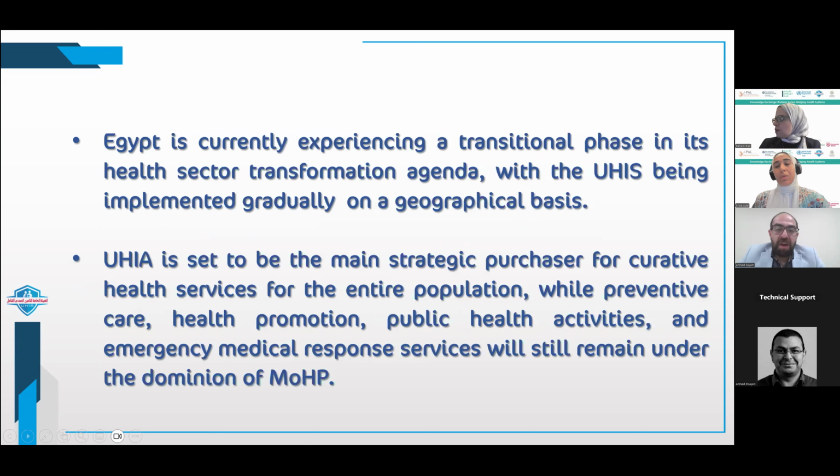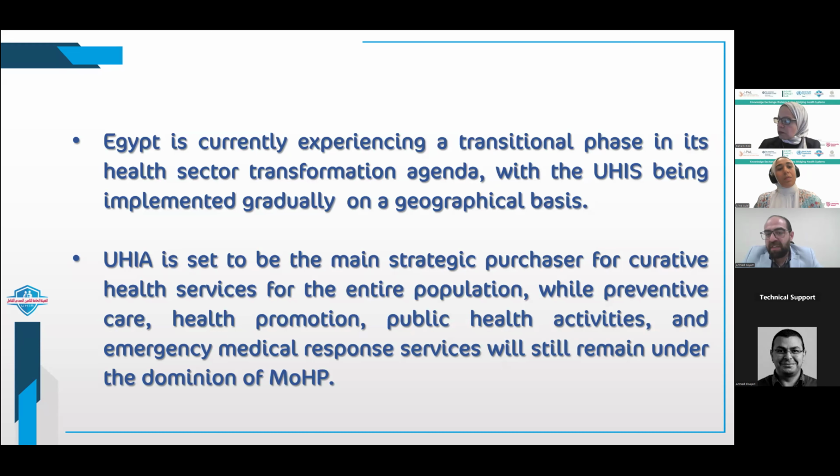So currently, we are in the middle of a transitional phase in our health sector transformation. The UHIS is being implemented gradually on a geographical basis. Currently, we have 5 governorates where the Universal Health Insurance Scheme is up and running, while the remaining governorates are still under the old setup and the old schemes, and are set to gradually join the Universal Health Insurance system.